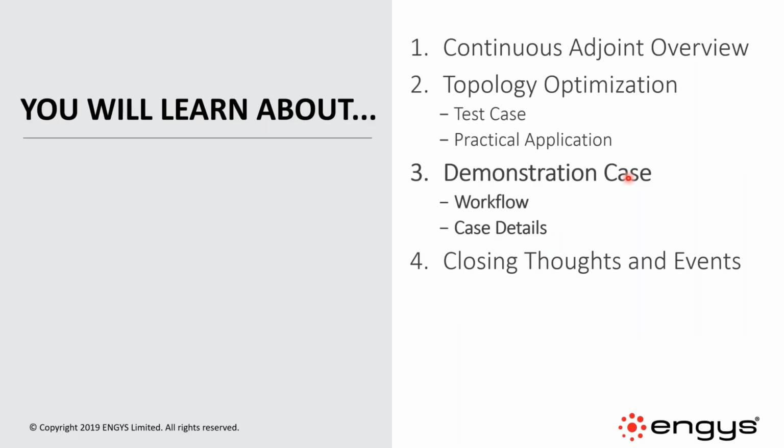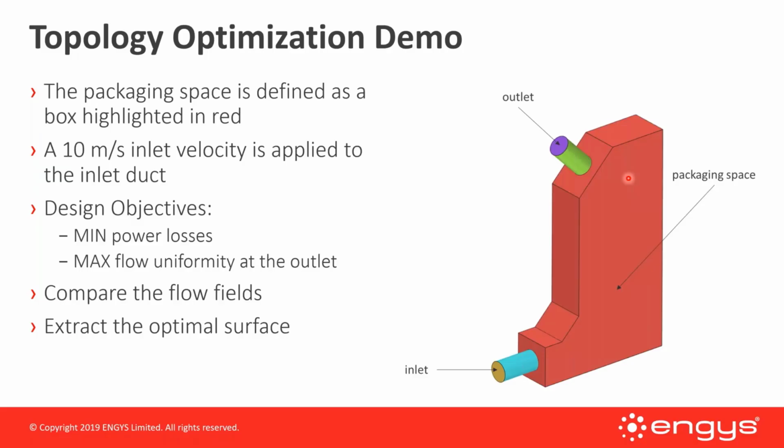How do we set these up? How easy is it compared to if you're already a user of another adjoint software? So here's the particular case. We've got a packaging space, which is this red box right here. And then we've got a 10 meters per second inlet velocity applied to the inlet duct right here. We don't want to morph these outlet duct region. I don't want to morph the patches. I don't want to morph the inlet patch or the inlet duct region.